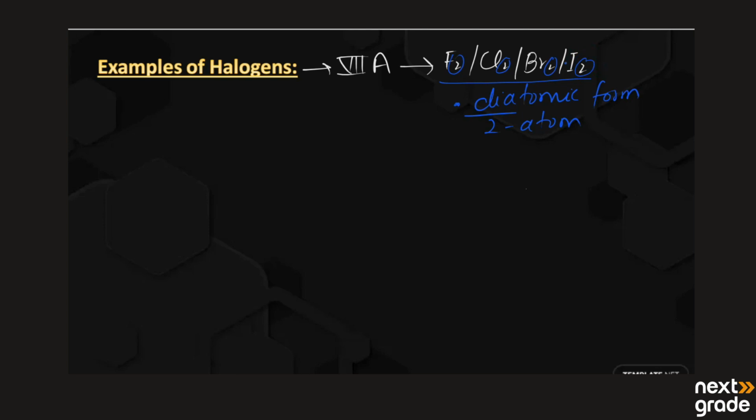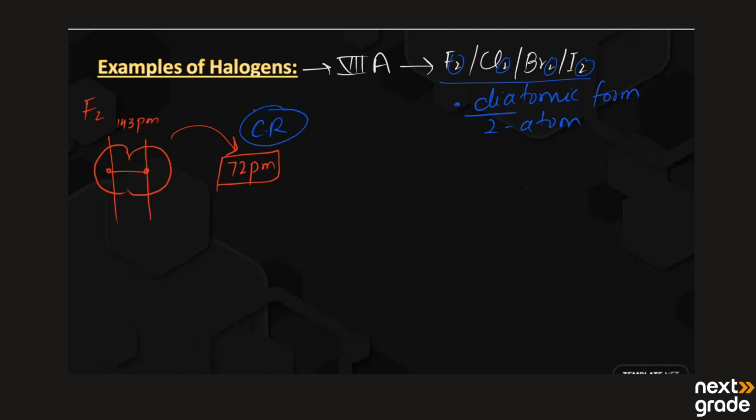The first one is the halogen fluorine, F2. Drawing its structure like this, these are their nuclei, and the distance between their nuclei is 143 picometer, and if we take half of this, we get 72 picometer. Now this 72 picometer is their covalent radii.